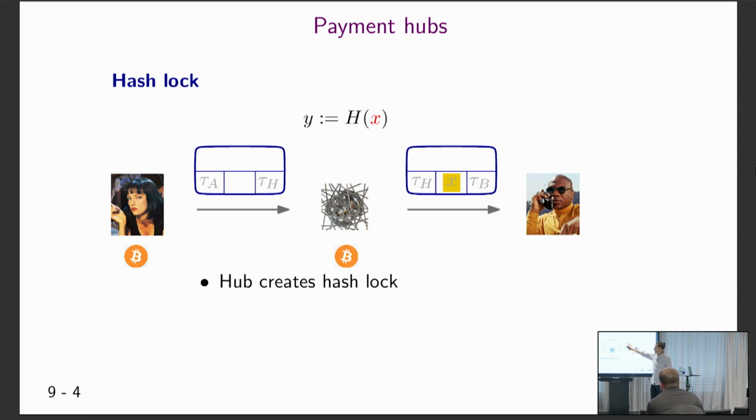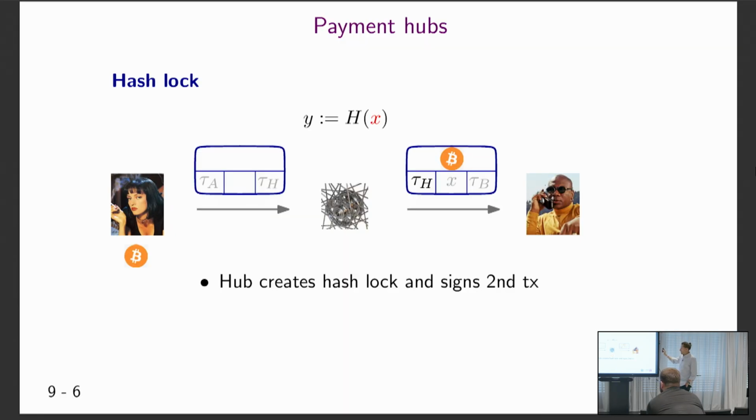So now for this transaction to go through, you need the signature by the hub, Bob's signature, and also this pre-image of y that's encoded in the transaction. That's called a hash lock. And so what the hub can now do is, if it created this hash lock, it can sign this transaction, and it knows that as long as it doesn't reveal this x, no one can take this money, right?